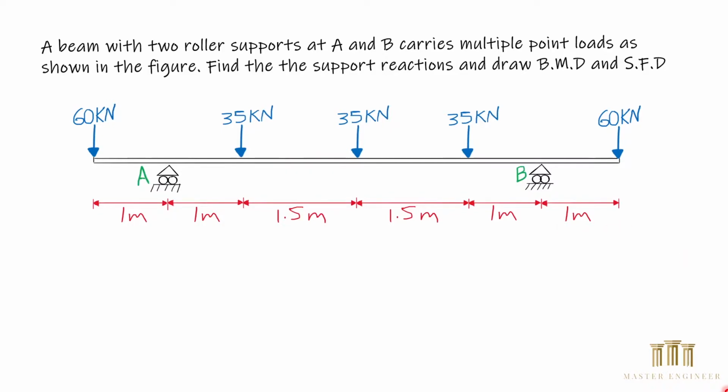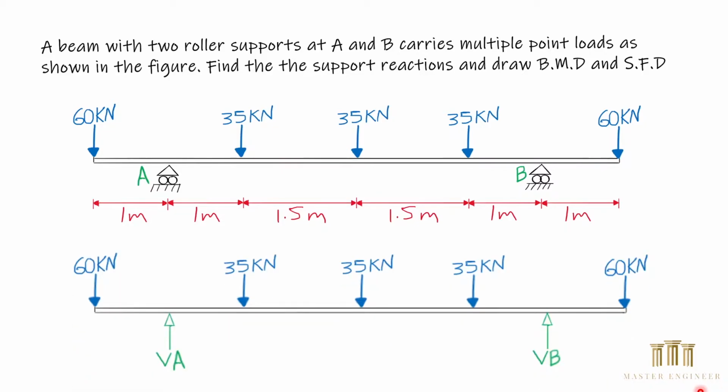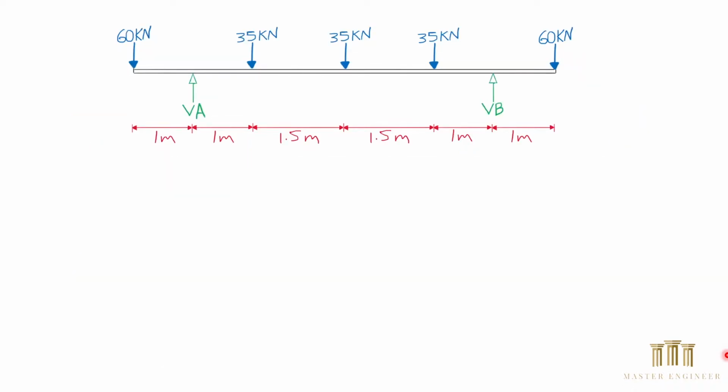We start the solution by drawing the free body diagram. Since our supports are roller supports, we only have one reaction. At point A, we have VA. At point B, we have VB. And we put back all the point loads on the top, acting downward. Then we'll move on to find VB.